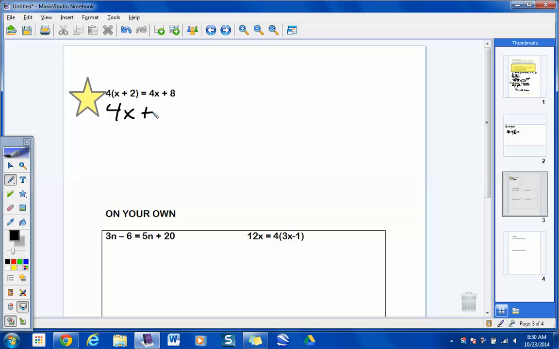Plus how much? 4 times 2? Okay, 8. You guys agree that the left side is 4x plus 8? And the right side is already 4x plus 8. Okay, do I need to be alerted this time or not?